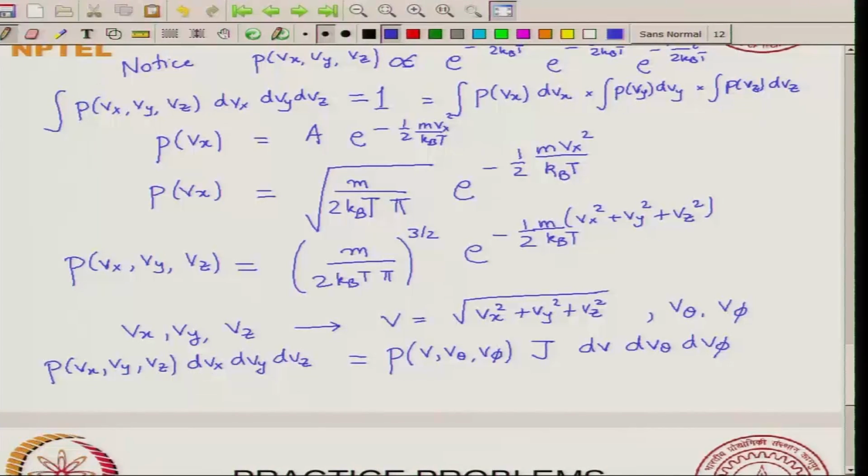So, the way dvx, dvy, dvz transforms is J times this, and this J for spherical polar coordinates is equal to v square sin v theta dv theta dv phi. And what we notice is that this distribution p depends only on the sum of squares of Vx, Vy, Vz. So, it depends only on V, it is independent of V theta and V phi.